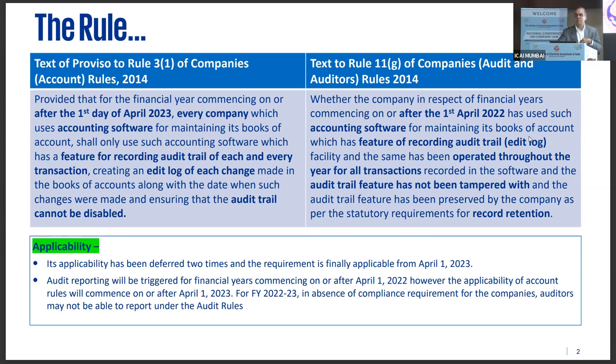From an auditor's perspective, we also have to report on 31st March 22 in our auditor's report. Though the law becomes applicable from 23, we as auditors also have a responsibility for the audit of 31st March 23. So the only thing is we may have to mention there that on 31st March 23, this is not applicable.